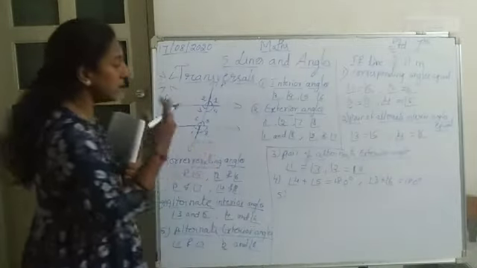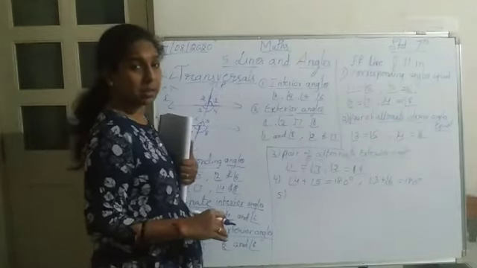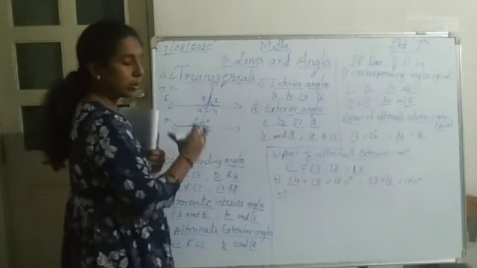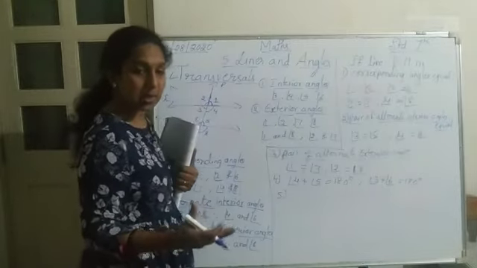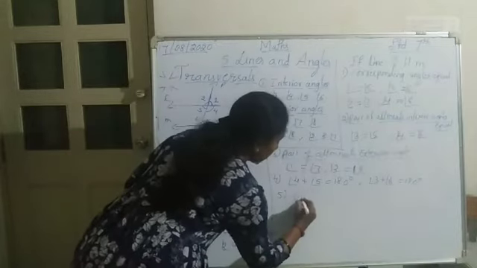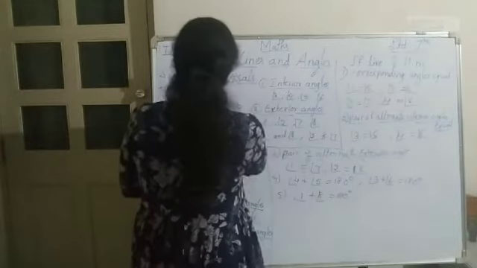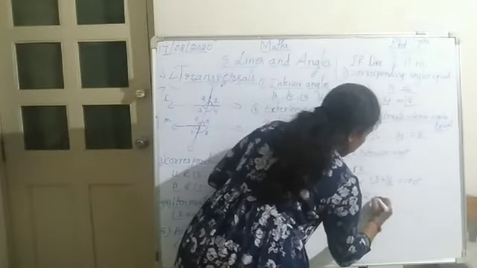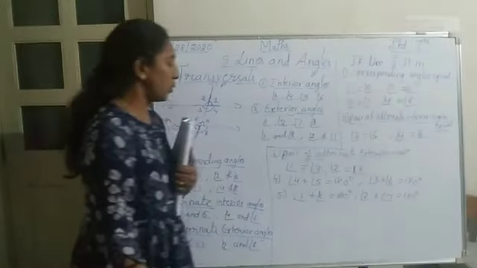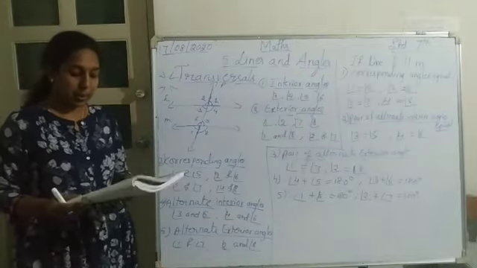The sum of the exterior angles on the same side of the transversal is also equal to 180 degrees. Angle 1 plus angle 8 is equal to 180 degrees, and then 2 and 7. Angle 2 plus angle 7 is equal to 180 degrees. Okay, so these are the 5 points. You have to remember them, children.